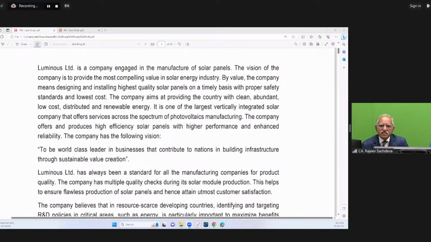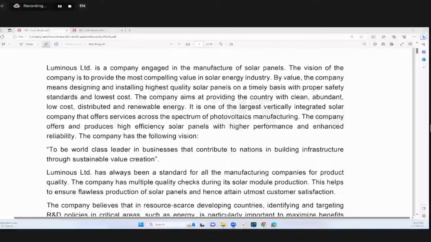Paper 1, FR, full of concepts. Paper 2, advanced financial management, total conceptual knowledge. Paper 3, total concepts, advanced auditing, and then paper 4 is DT. Law, even law, you need to understand the provisions of the law. First, you should be clear conceptually. You should have complete grip over the concepts, over the provisions of law, if the law paper is concerned. And about GST law also.